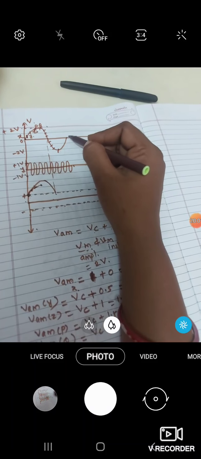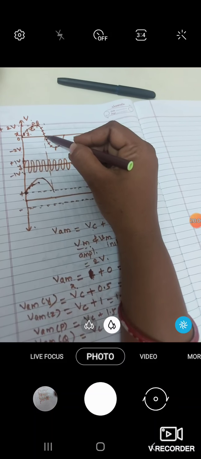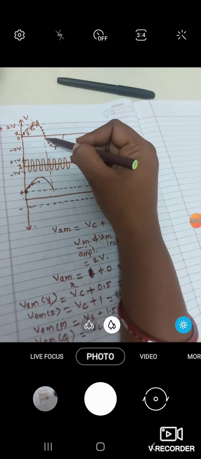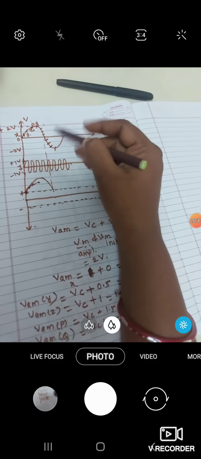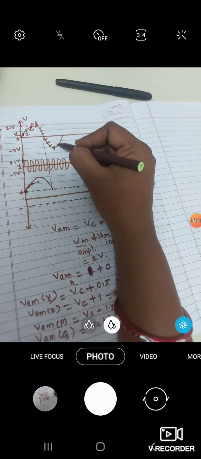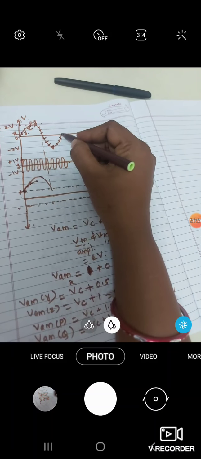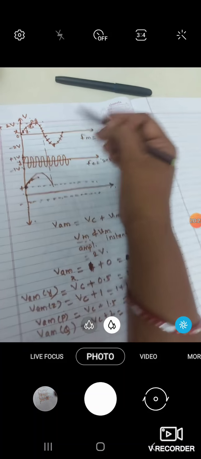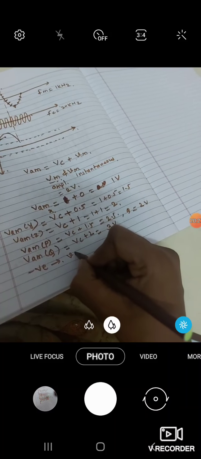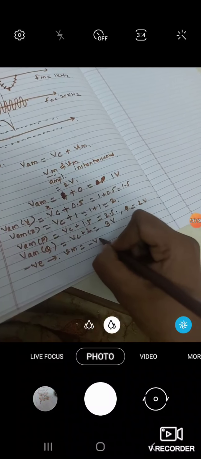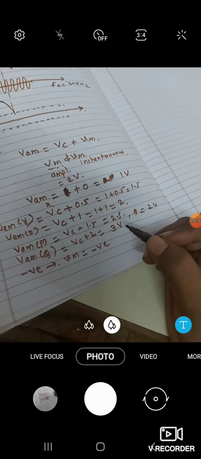Now what will happen for this negative half cycle? What values are there in this negative half cycle? These are the values as minus 0.5, minus 1, minus 1.5, minus 2, minus 1.5, minus 1, minus 0.5 and 0. So these values are going to be minus. So for the negative half cycle, the values of Vm are going to be negative.